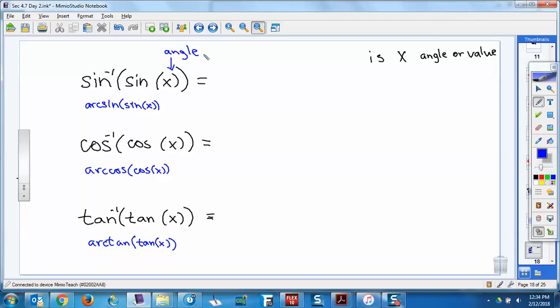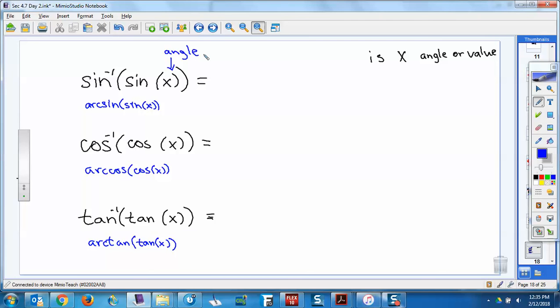Remember, you always start on the inside of these functions, right? What's the sine of pi/6? 1/2. What's the inverse sine of 1/2? Pi/6. Aha, that worked. Seems fine. Okay, let's try this.